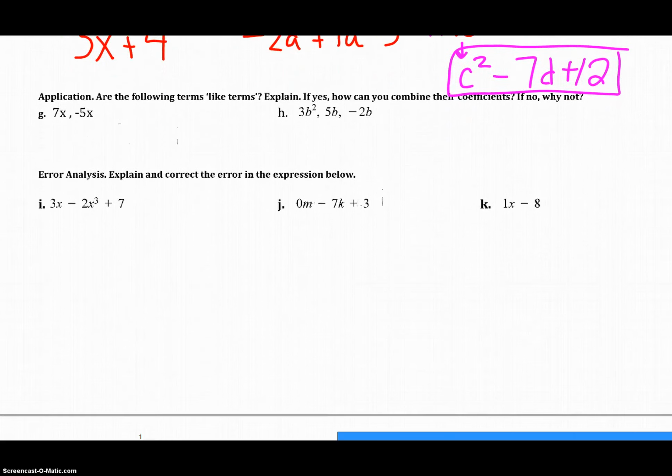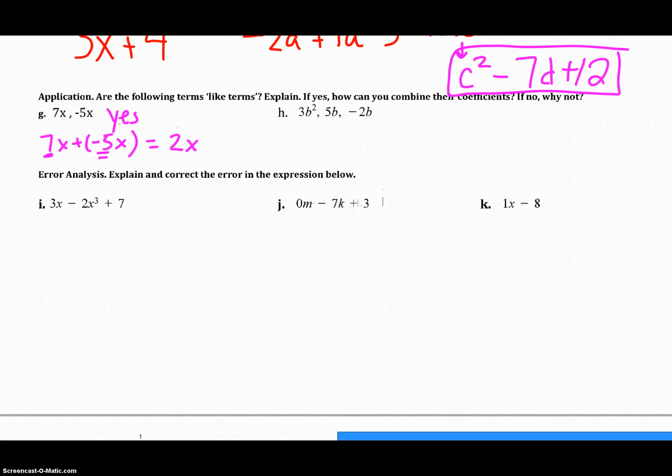For the next question, it says, application. Are the following terms like terms? Explain. And if yes, how can you combine them? If no, why not? So let's look at these two terms. I have a 7x and a negative 5x. Pause the video and decide if it's yes or no and why.